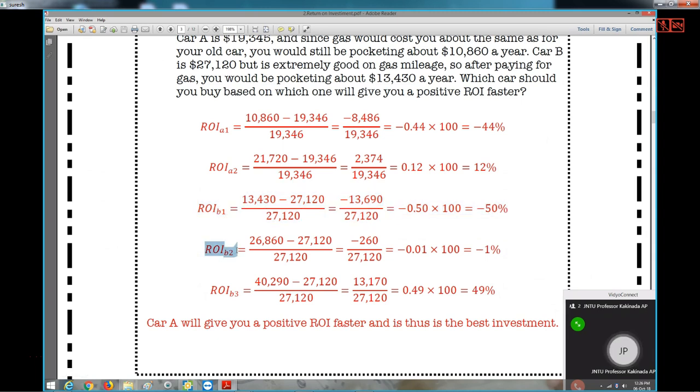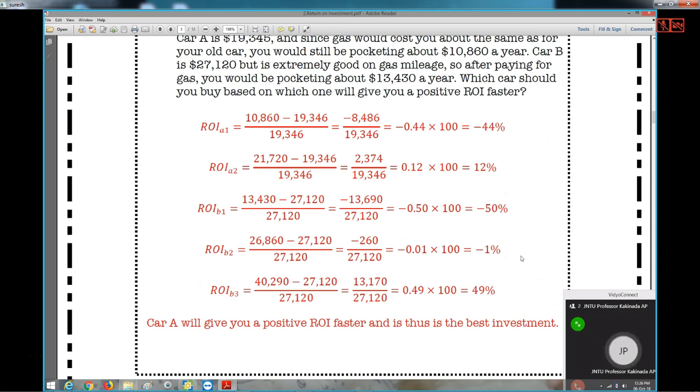Then return on investment of car B for the second year, that is 26,860 minus 27,120 by 27,120, which is equal to minus 1%. So by this return on investment, for car B in the second year, you are having a return that is also still a loss, minus 1%.